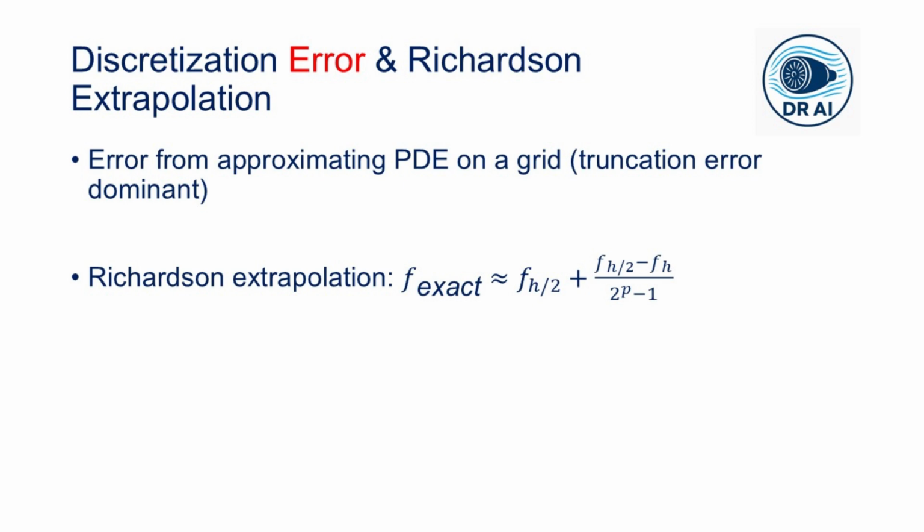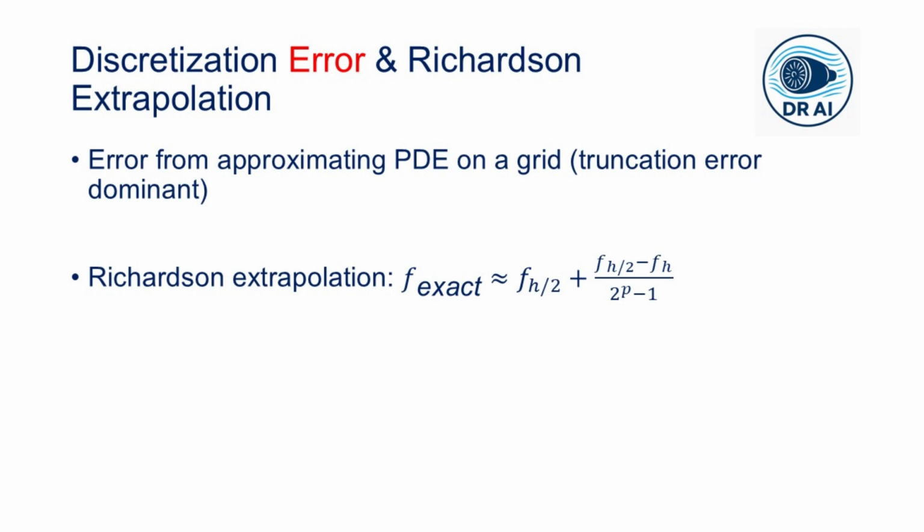Suppose we have a solution f(h) on a grid with characteristic size h. Assume the exact solution as displayed over here by this equation, where p is the order of accuracy. Compute a second solution on a refined grid, f(h/2). Then this gives an estimate of the exact solution.